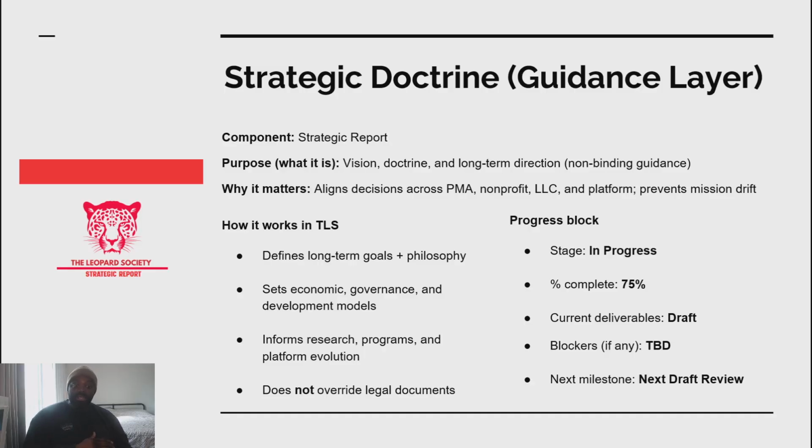It defines long-term goals plus philosophy, sets economic, governance, and development models, informs research programs and platform evolution, and does not override legal documents. Currently for the strategic level that we're working on for the Leopard Society, we're in progress and at 75% completion. We're working on another version of the draft for the strategic report, but our next milestone is hopefully another draft review that will ideally lead to the final version of the strategic report.